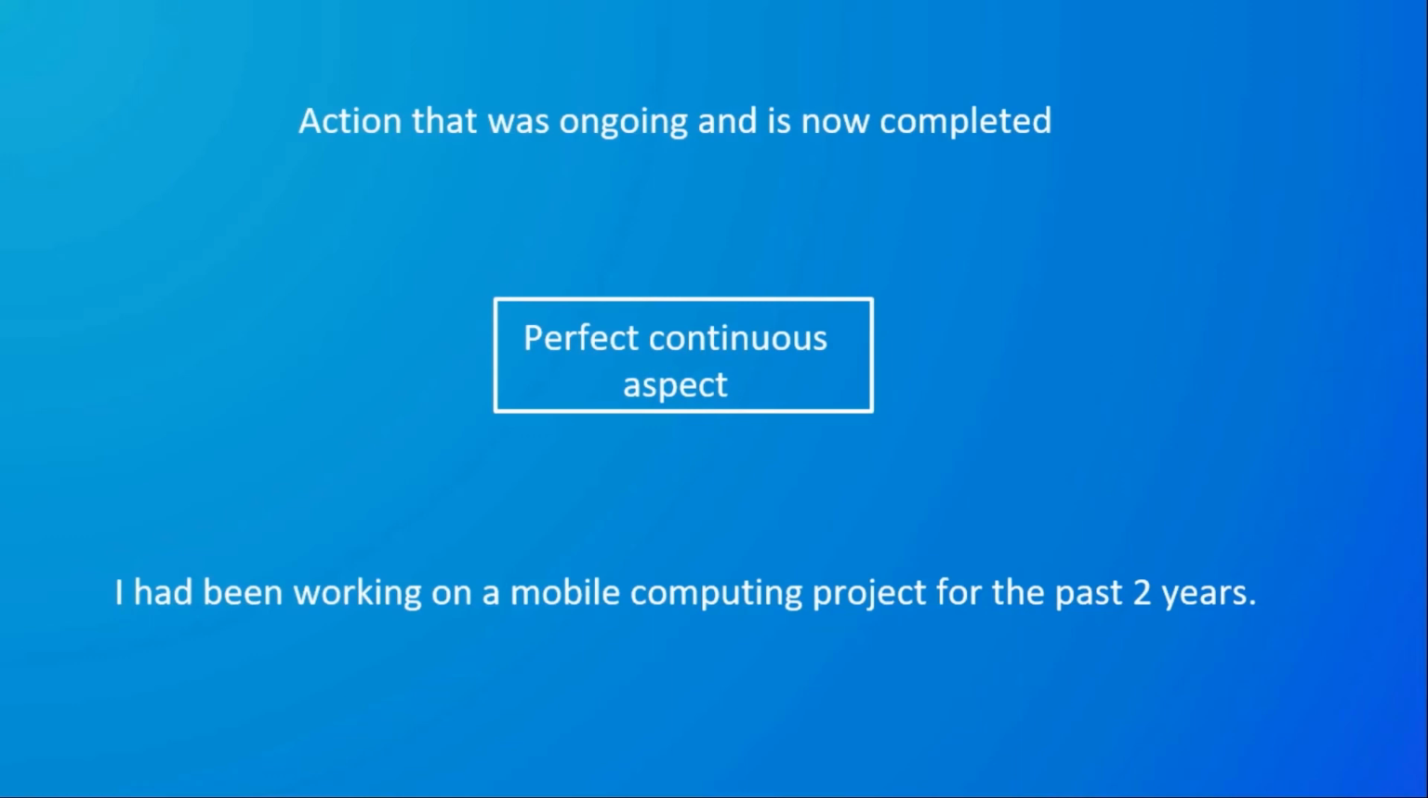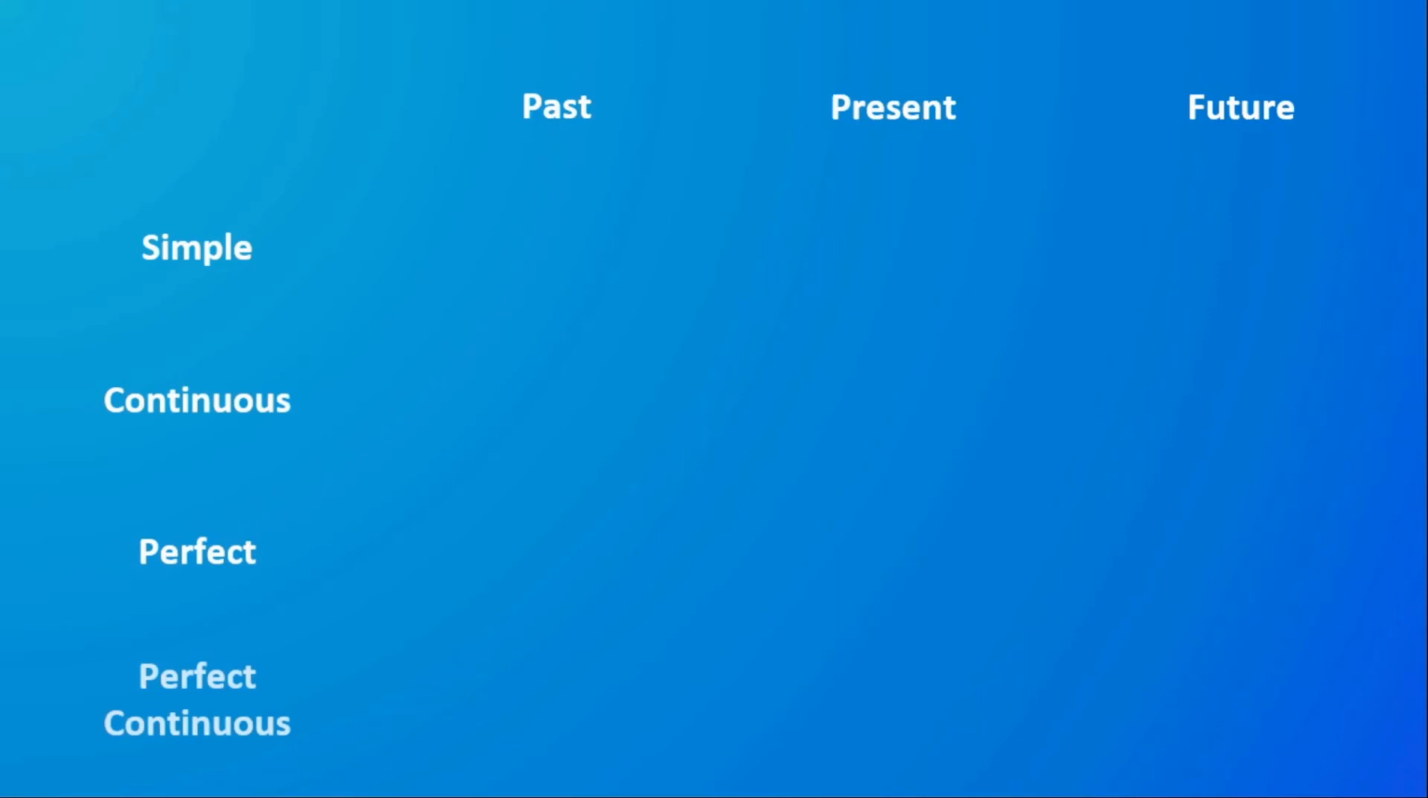Okay, so we have discussed the 3 time frames, that is the present, the past and the future. And we have now learnt about the 4 aspects: the simple aspect, the continuous aspect, the perfect aspect and the perfect continuous aspect. By combining the time and the aspect of verbs, we get 12 different tenses. Let's now have a look at these 12 tenses.